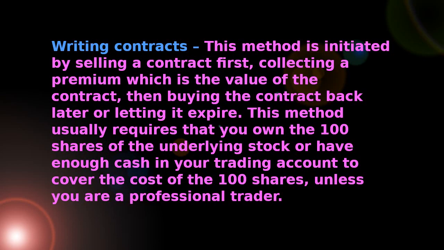Writing contracts. This method is initiated by selling a contract first, collecting a premium, which is the value of the contract, then buying the contract back later or letting it expire. This method usually requires that you own the 100 shares of the underlying or have enough cash in your trading account to cover the cost of the 100 shares, unless you are a professional trader.